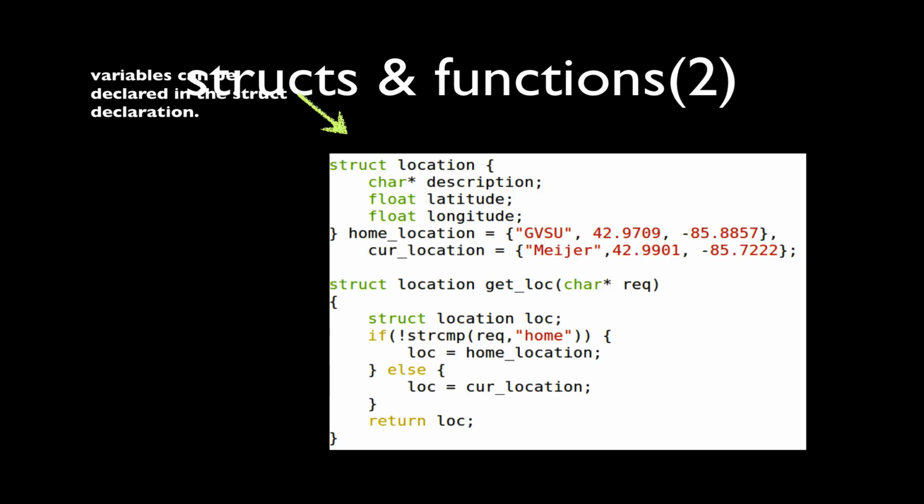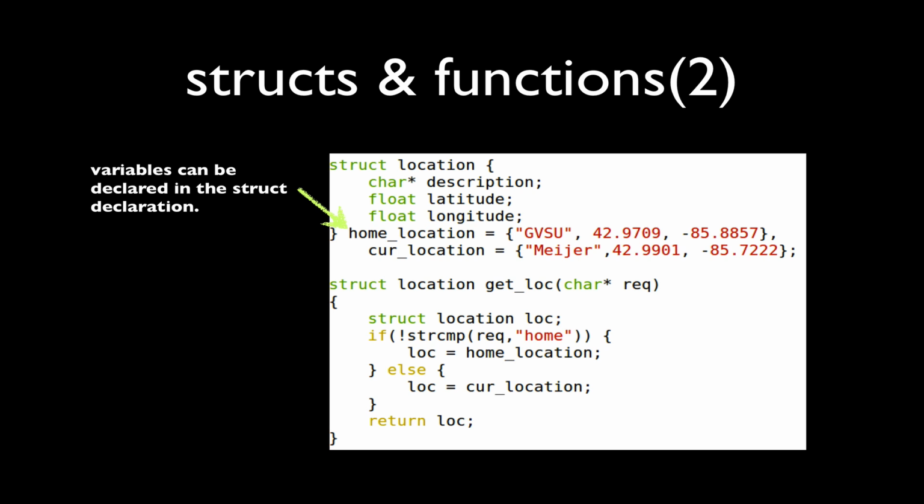Now, structure variables can be declared in the structure declaration. So in this case, I've got my struct location, and I've defined two variables of type struct location, and I've set an initializer for both of them. In addition, we can define functions that actually return structure values. So here's a function get_loc that returns a struct location to the caller.